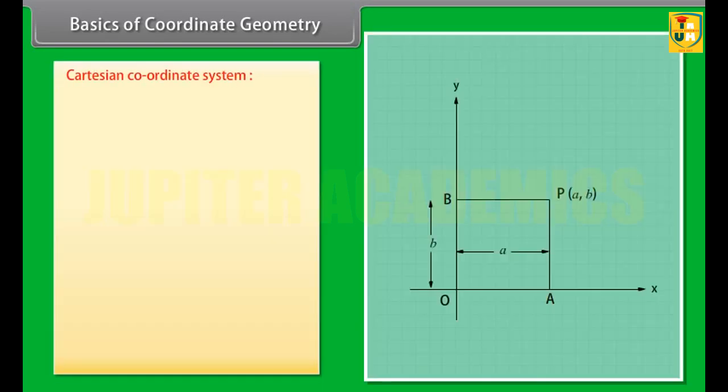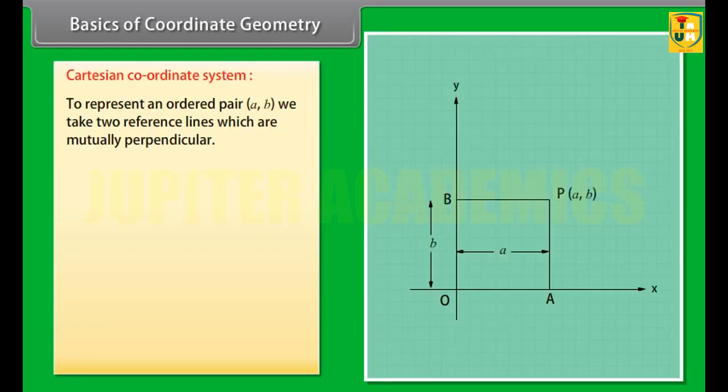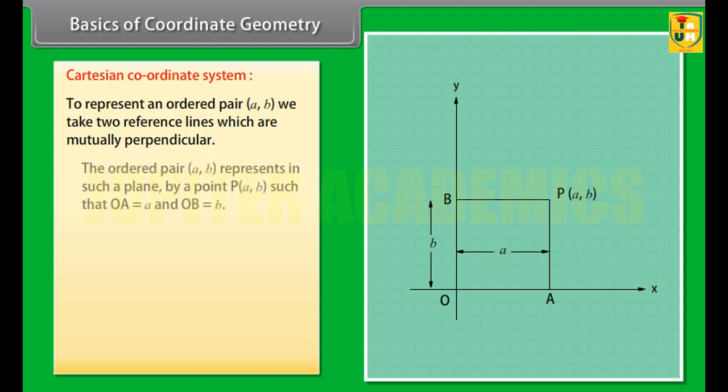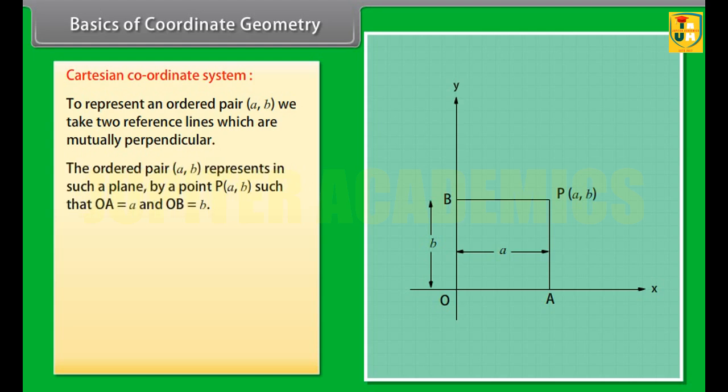Cartesian coordinate system. To represent an ordered pair (a, b), we take 2 reference lines which are mutually perpendicular. The ordered pair (a, b) is represented in such a plane by a point P(a, b) such that OA is equal to a and OB is equal to b. This system is called Cartesian coordinate system.